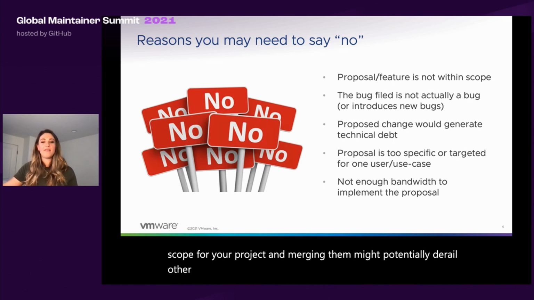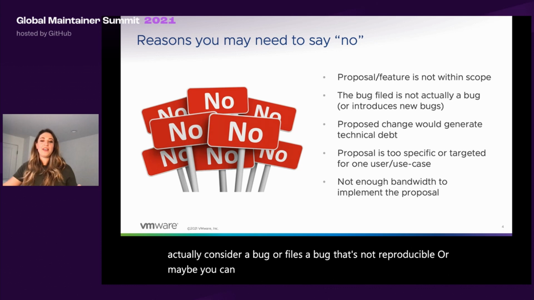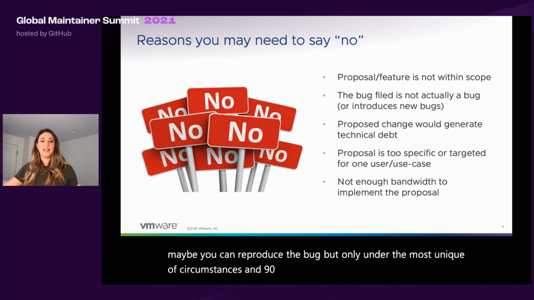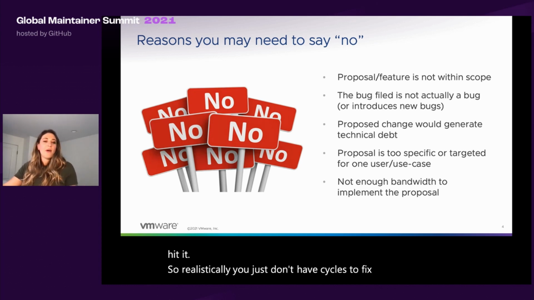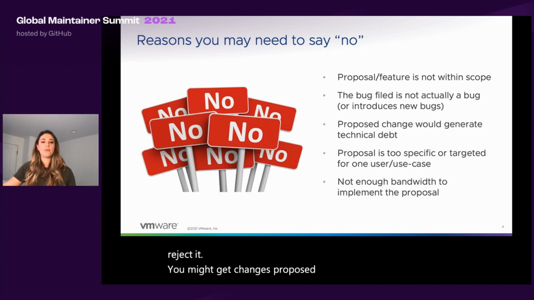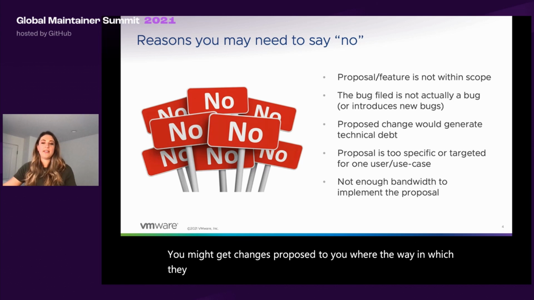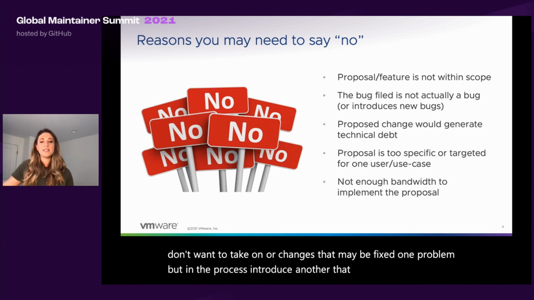So maybe someone files a bug that you don't actually consider a bug, or files a bug that's not reproducible, or maybe you can reproduce the bug, but only under the most unique of circumstances, and 99% of the time, no user is going to hit it. Realistically, you just don't have cycles to fix it, and you have to reject it. You might get changes proposed where the way in which they're written is going to generate technical debt that you don't want to take on, or changes that fix one problem, but in the process introduce another that the submitter may have overlooked.